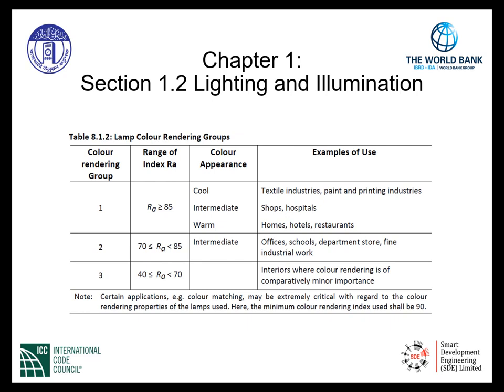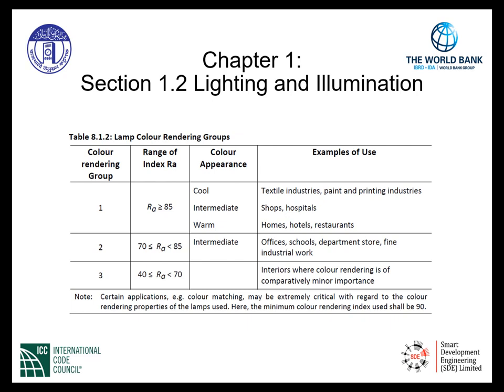For a cool color appearance in color rendering group 1, this is for textile industries, paint and printing industries. The intermediate color appearance for shops and hospitals would be good examples of their use. And a warm color appearance, such as homes, hotels, and restaurants, would fit color rendering group 1 in the warm color appearance.